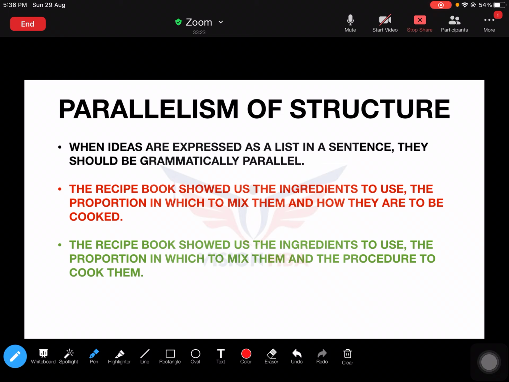Now check again the red one. The recipe book showed us the ingredients to use, the proportion in which to mix them, and how they are to be cooked. No. If I randomly speak or write the sentence, it sounds absolutely right, but it isn't. The recipe book showed us the ingredients to use, the proportion in which to mix them, and the procedure to cook them. Now, do not worry, guys.